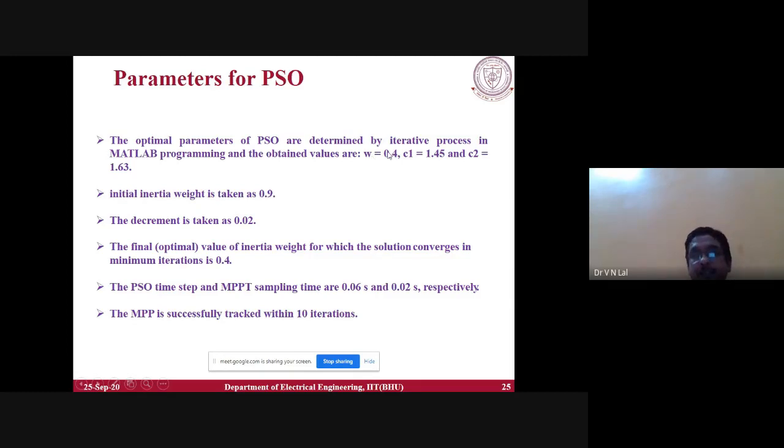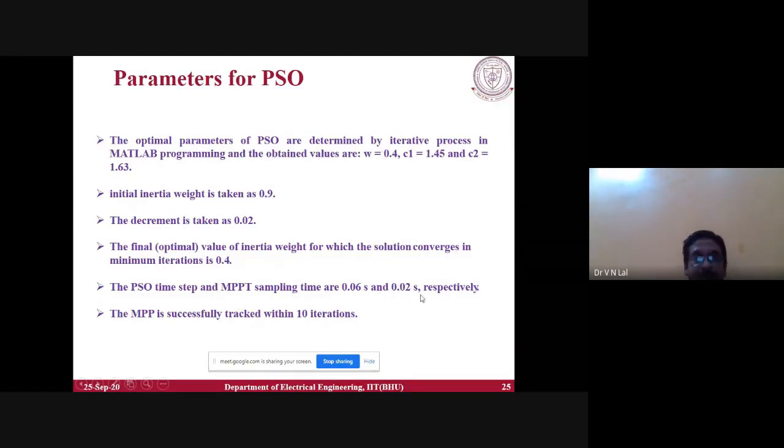For example, the inertia weight W was finally selected as 0.4. Now, how was it selected? It was started from 0.9 with a decrement of 0.02 given to the inertia weight, and the whole process was run to find out the sampling time and the total solution, how much time the solution takes to converge, how many iterations it is taking. So ultimately, the solution converges in minimum iterations at 0.4. So it is finalized to be 0.4.